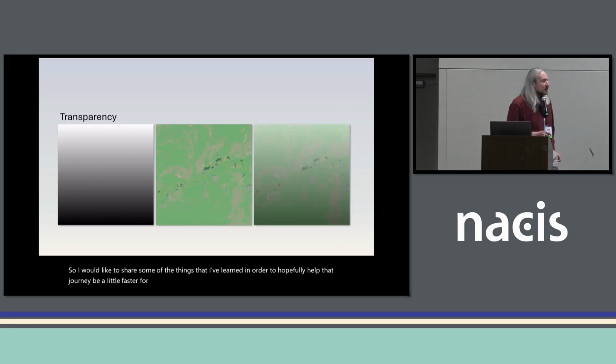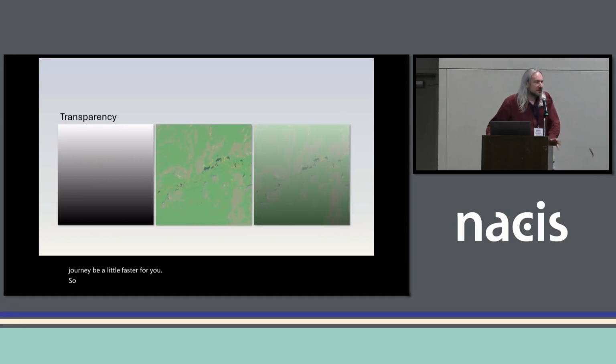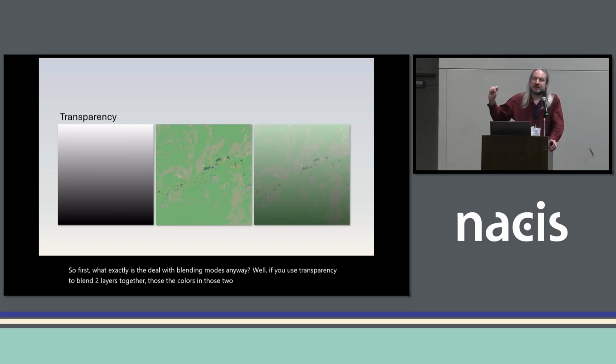So first, what exactly is the deal with blending modes anyway? Well, if you use transparency to blend two layers together, the colors in those two layers will be blended evenly, completely ignoring what those colors are. What blending modes do is they are a way to selectively mix colors based on what those colors are, and the different modes are different methods for doing that.